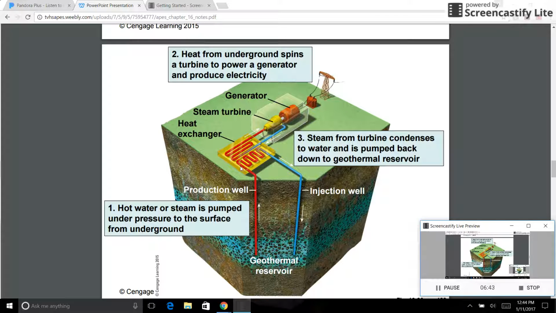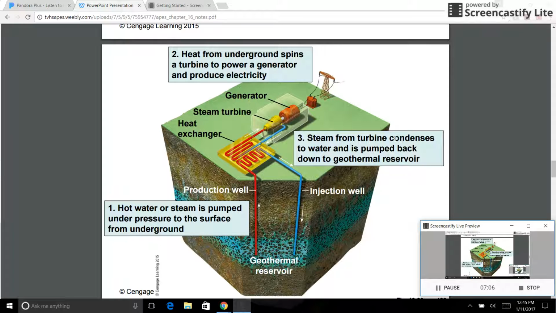heat exchanger. Essentially what this is, where these fluids pumped up from underground are going to transfer their heat to water that's going to produce steam that's going to turn this turbine. That turbine, in turn, is going to turn a generator just like any other power plant. And that's where you're going to actually produce your electricity.